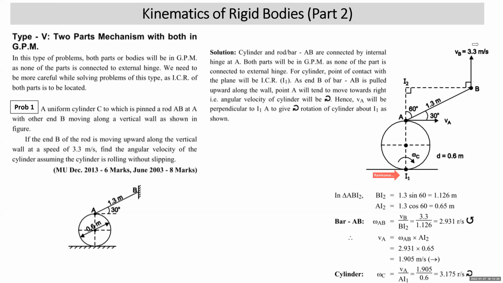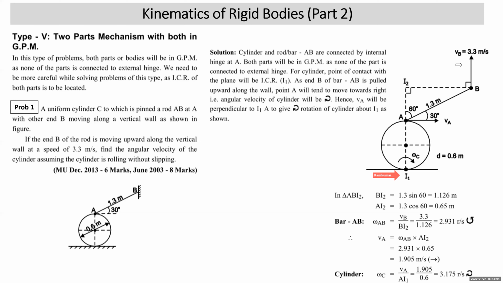Velocity of point B is given vertically up, 3.3, which we have marked. End B of bar AB is being pulled up. The cylinder, which is connected to bar AB by an internal hinge at A, is likely to rotate in the clockwise direction. So velocity of point A will be perpendicular to AI1 and it will be to the right. I repeat, as end B of bar AB is pulled up, the cylinder tends to rotate clockwise, so velocity of point A based on the motion of the cylinder will be perpendicular to AI1, towards the right.